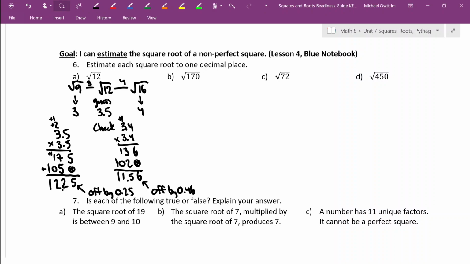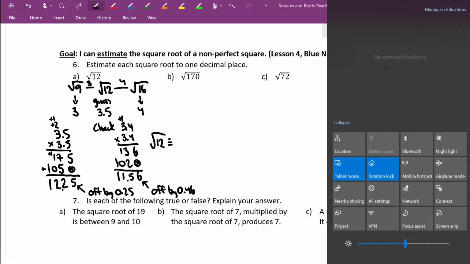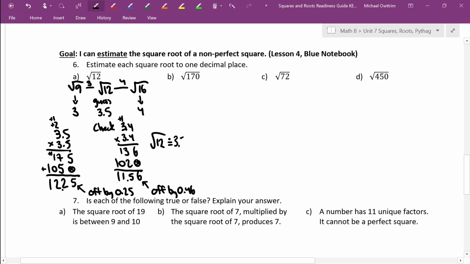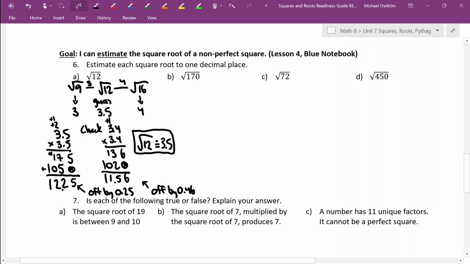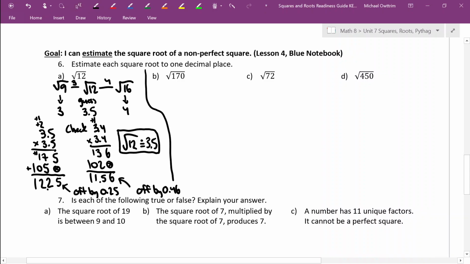And so what we want to do is say that our square root of 12 is approximately equal to our first guess, which was 3.5. Now again, we're going to say approximately equal here because we know that this square root of a non-perfect square is really a non-terminating, non-repeating decimal. So it's not going to be exactly 3.5, but to one decimal place, to the nearest tenth, it's a good guess that it is about 3.5.